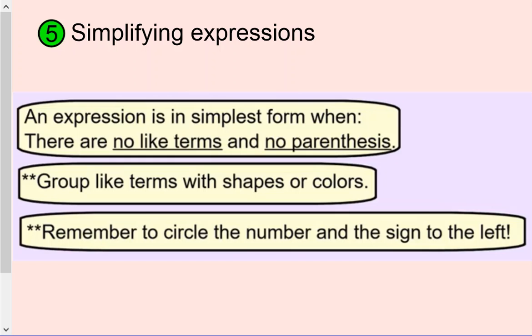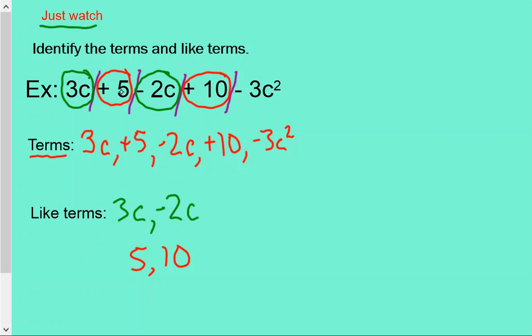An expression is in simplest form when there are no more like terms that we can combine and there are no parentheses left in our expression. When we want to simplify expressions, we want to group all the like terms with different shapes or different colors. That is just a recommendation because it helps you stay organized when you're combining terms. As you could see in the previous slides, I used different colors, green or red, to combine like terms, and it helps me stay organized when I'm combining and simplifying expressions.